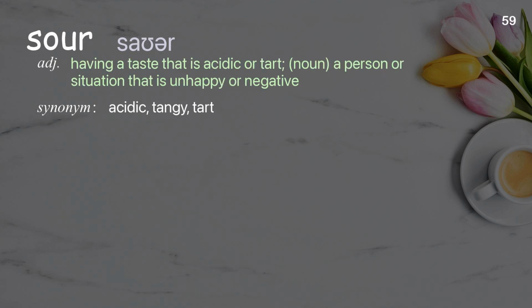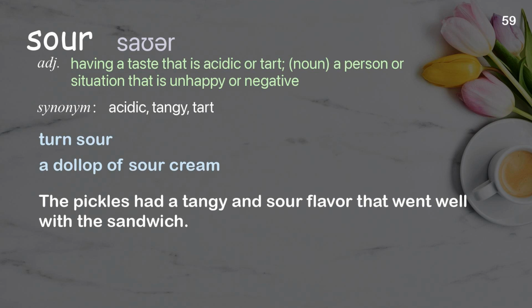Sour. Having a taste that is acidic or tart. Noun, a person or situation that is unhappy or negative. Examples: Turn sour. A dollop of sour cream. The pickles had a tangy and sour flavor that went well with the sandwich.